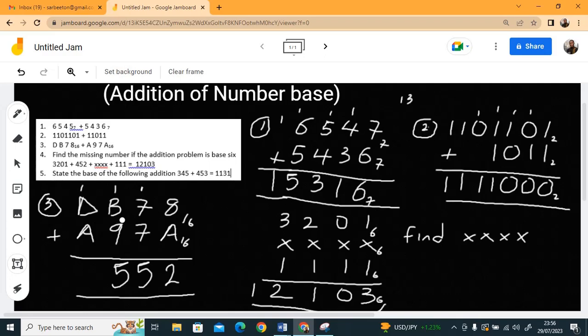Did you understand what I'm doing? Now look at it. B is 11, sorry, plus 1, that is what? 12. 12 plus 9 is 21. So 16 goes in 21 is 1, it means that 5.